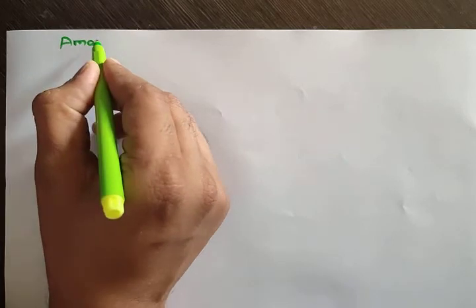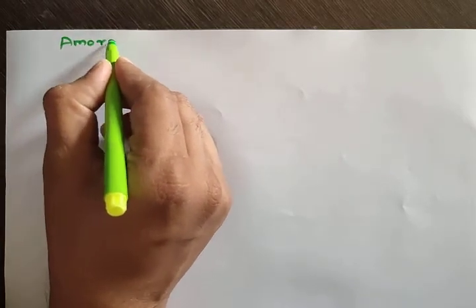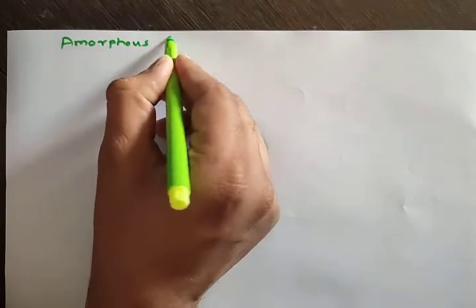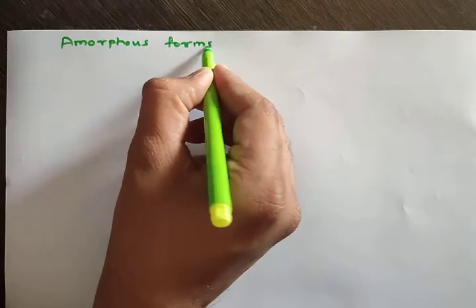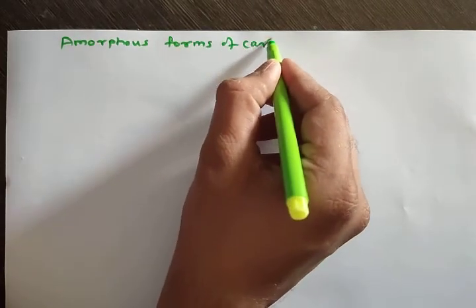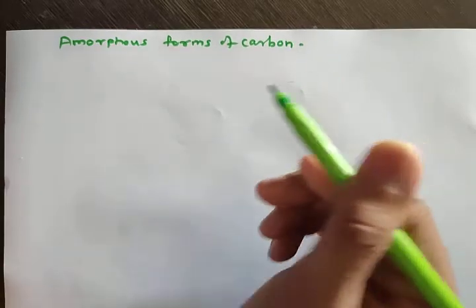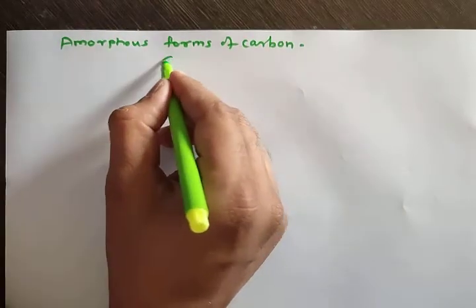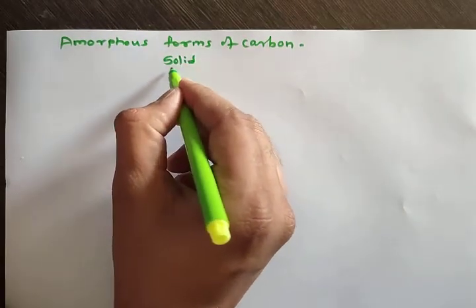Hello students, welcome back. So this is the second part of the chapter carbon and its compounds. In this topic we will study the amorphous forms of carbon. As I told, solid is present in two forms.